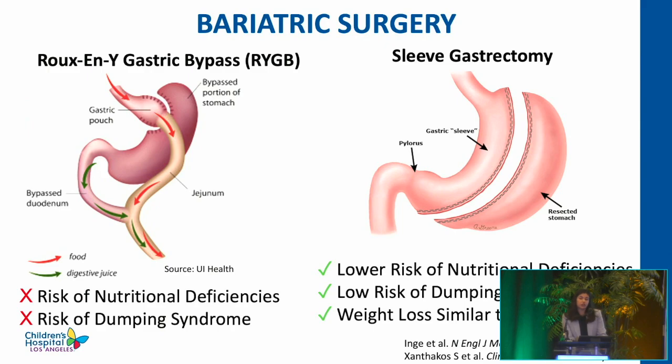The issue of nutritional deficiencies is particularly important in the adolescent population. The most common nutritional deficiencies are iron and vitamin B12, but we also see calcium, vitamin D, folate, thiamine, and zinc. And this is particularly important in adolescents as it relates to bone health. So the concern is that those who have bariatric surgery early in life may have nutritional deficiencies that may impact their bone health and skeletal maturity throughout their lifetime. So for this reason, the sleeve gastrectomy is preferred in adolescents, and 95% of bariatric surgery that's done in adolescents is the sleeve gastrectomy.